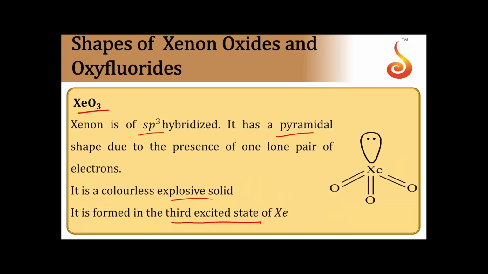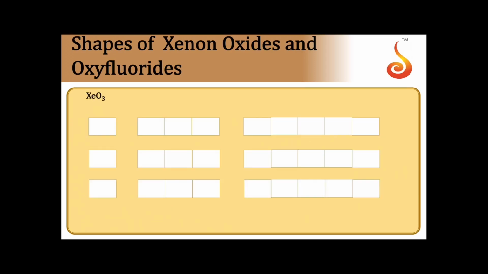If you see the molecule here, xenon is forming 3 double bonds. 3 double bonds means altogether there should be 6 unpaired electrons present. 6 unpaired electrons present is possible only in the third excited state. Already we have seen this in the xenon fluorides. So it is the third excited state here.